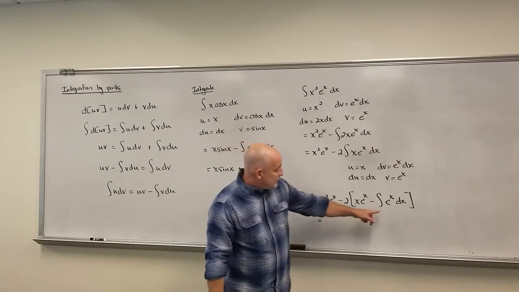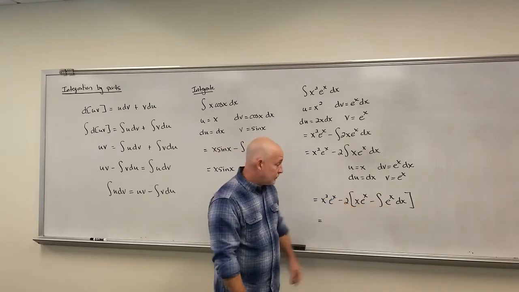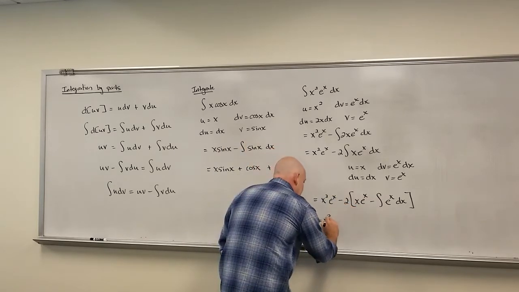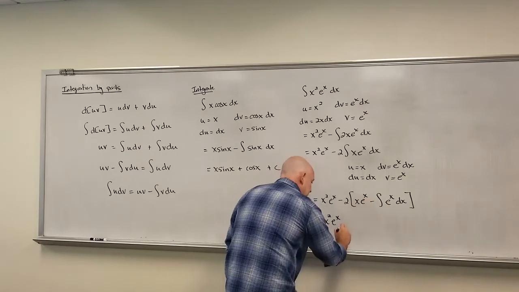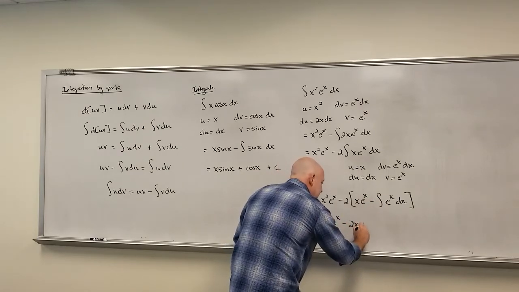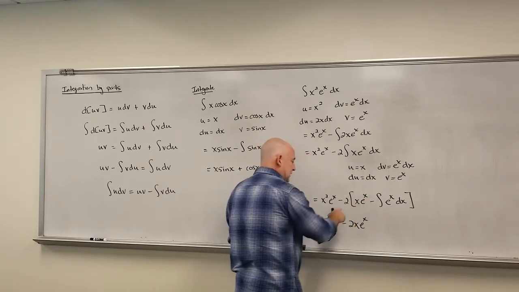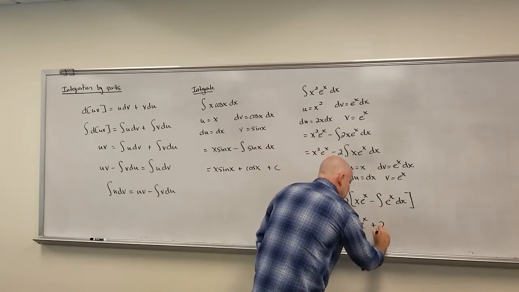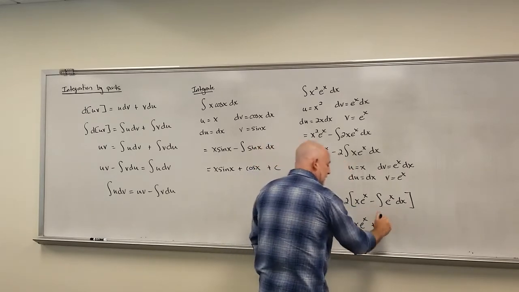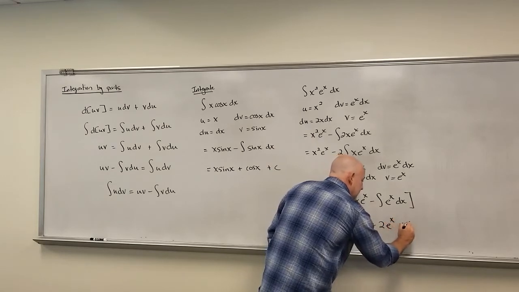All right, well, we're almost done, and I'm going to finish this up at this step. Notice now that this integral is an integral that I can do. I know what that integral is, so this is going to be x squared e to the x. I'm going to distribute this negative 2 as well. Negative 2 x e to the x, negative times negative means plus 2, and the integral of e to the x is just e to the x.